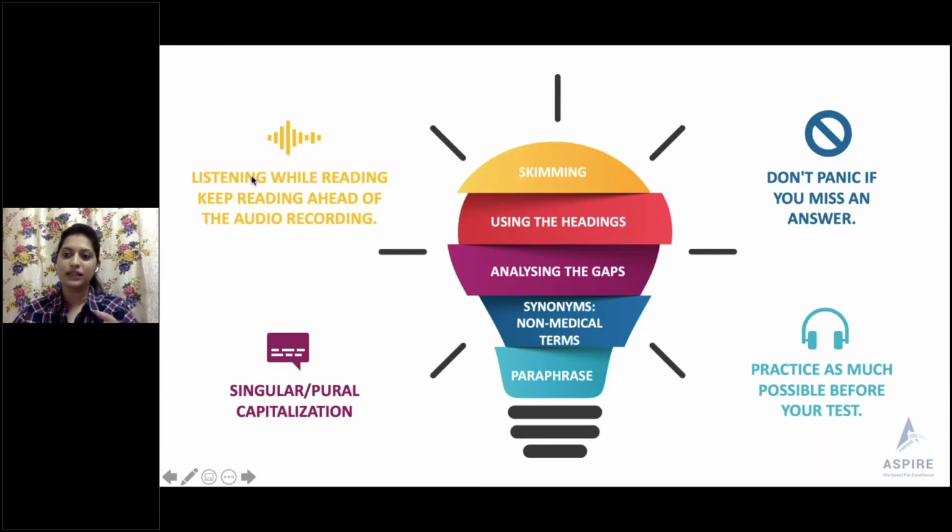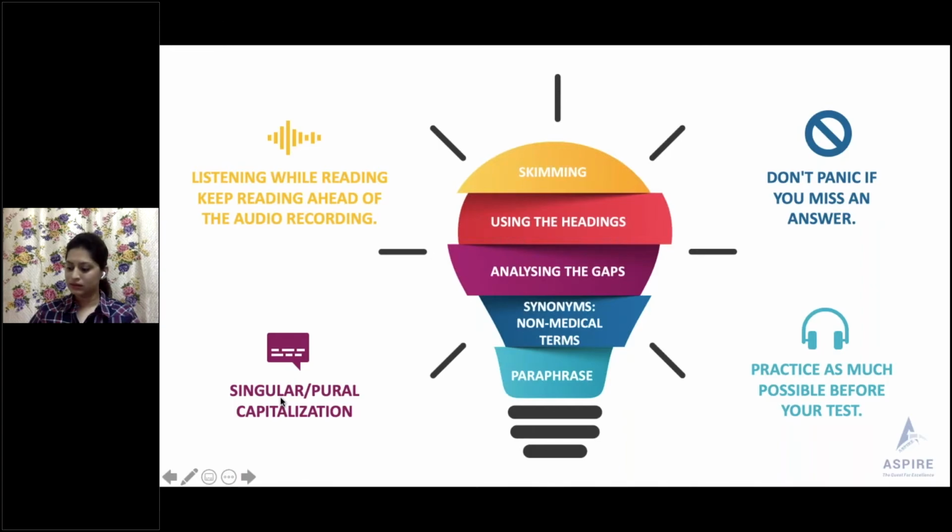So, listening while reading, this is something again you pick up by practice. As you're listening, you should be able to read ahead of the audio recording. Read the question ahead, so that you're expecting the answer and you're prepared for it.